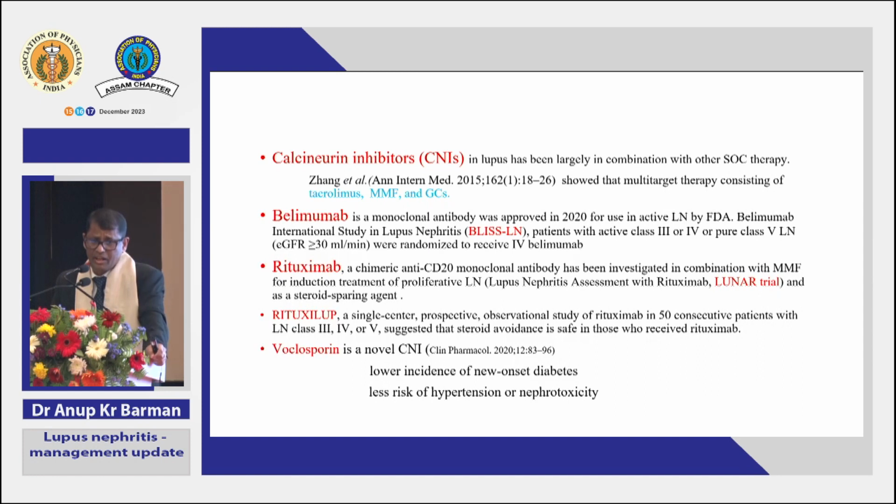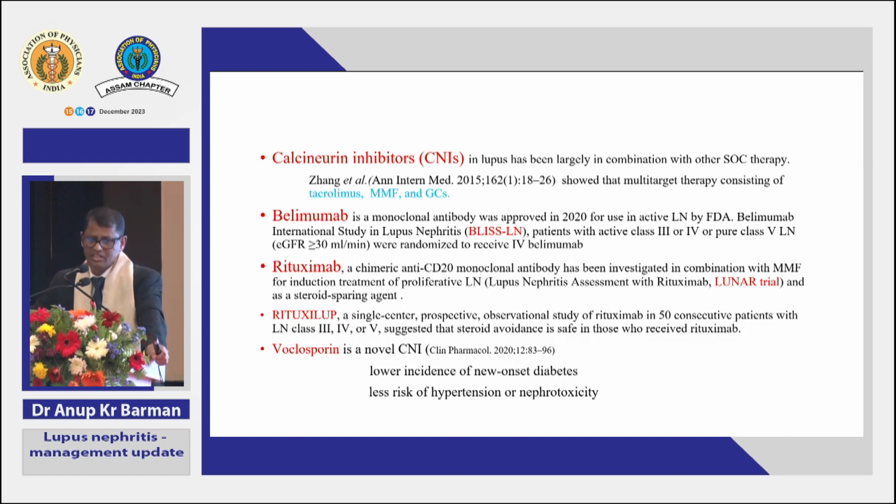Then another drug is a monoclonal antibody, that is belimumab. Belimumab, we got it from the BLISS trial. It could also be another wonderful molecule, which is not very readily available in India. Perhaps it could be helpful. And recently in 2020, the FDA cleared the drug for use in lupus nephritis. We don't have practical experience, and also don't have much study on this drug.